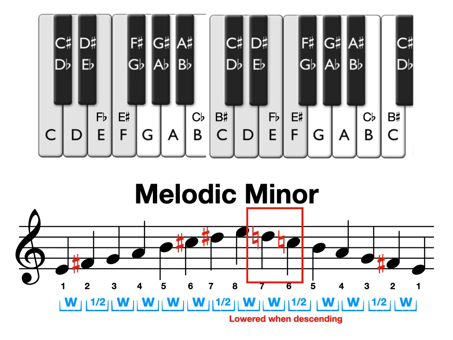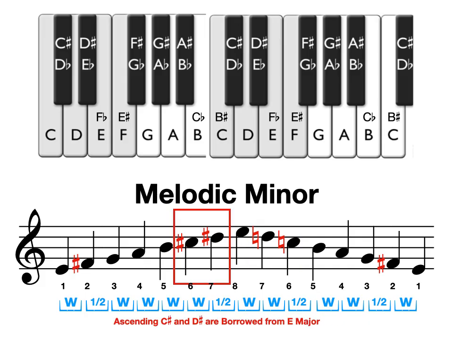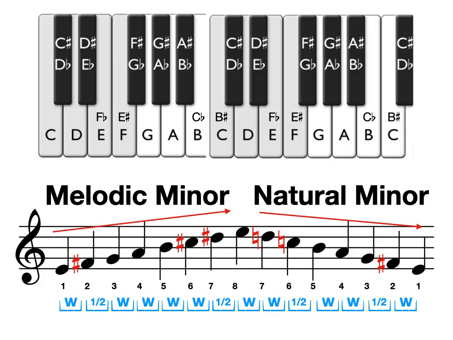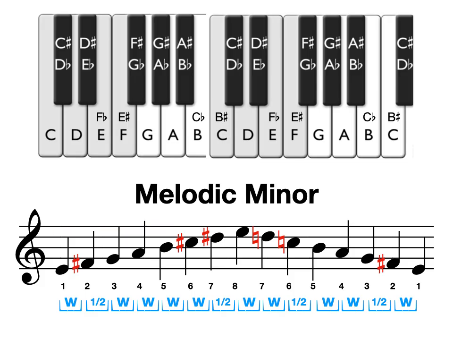Now, depending on what key you're starting, remember you're going to raise 6 and 7 going up and then lower 6 and 7 coming down. So there's where you want to adjust those. So it's a melodic minor going up. It's a natural minor coming down. So there's your melodic minor. Let's do that again. E, F sharp, G, A, B, C sharp, D sharp, E, D natural, C, B, A, G, F sharp, and E.